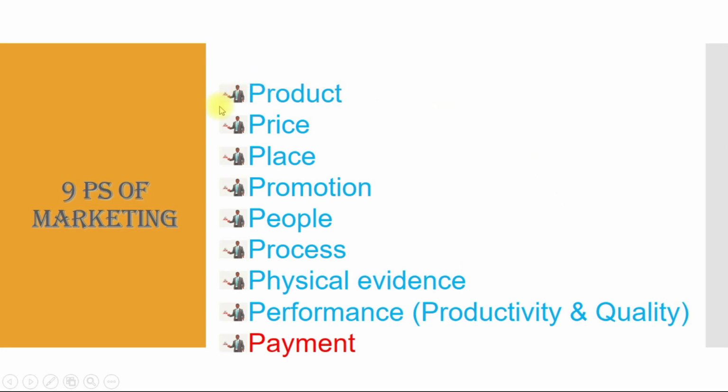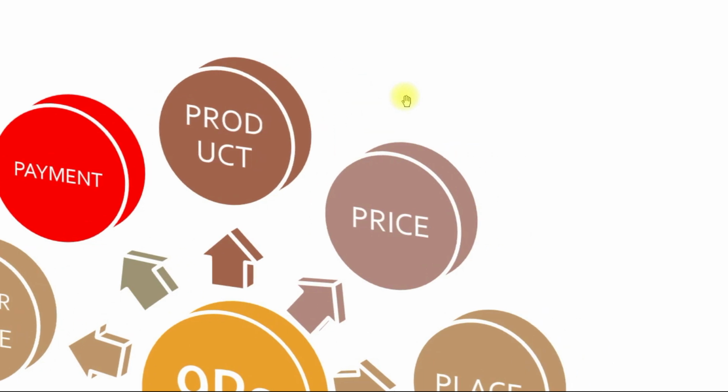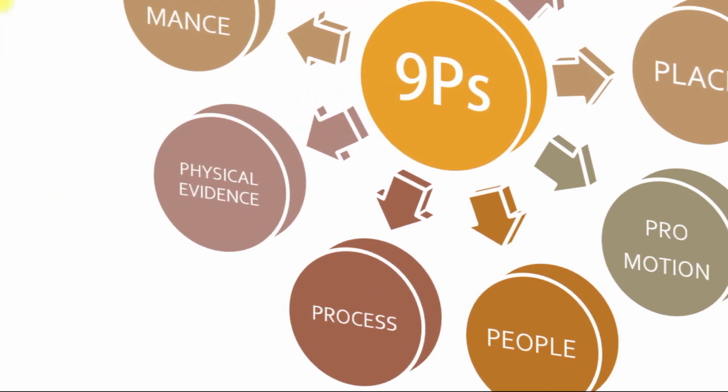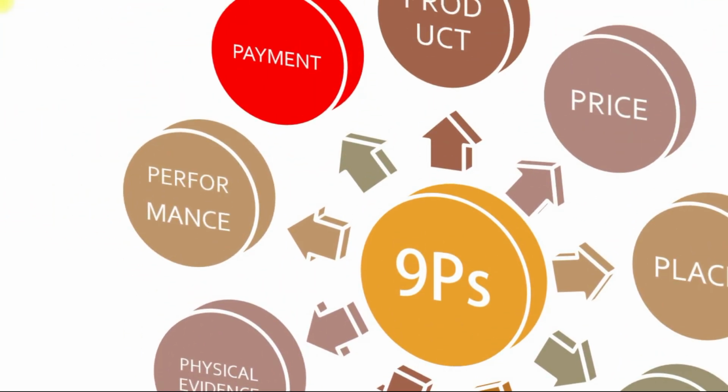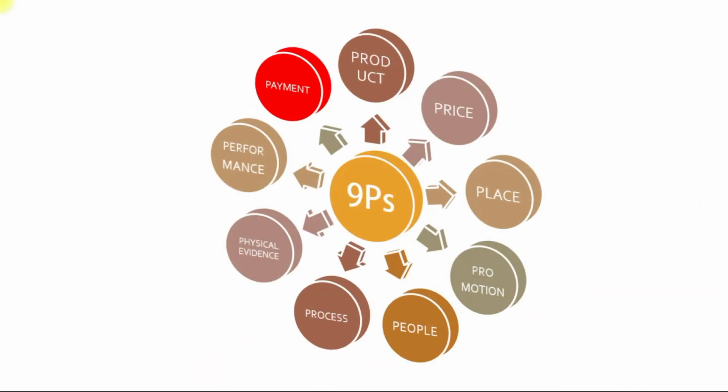We already have seen about the 8 P's, product, price, place, promotion, people, process, physical evidence, performance, that is productivity and quality, and the 9th P is payment. Product, price, place, promotion, people, process, physical evidence, performance, payment. The 9 P's of marketing.